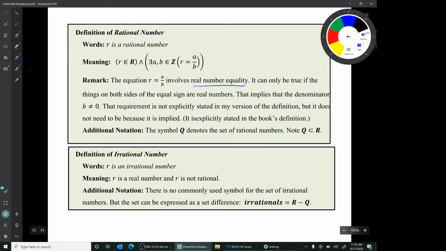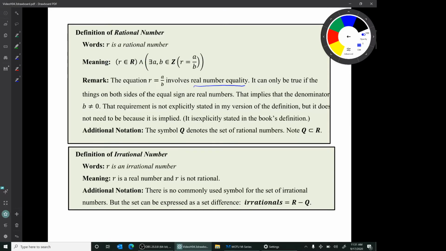Some notation: the symbol Q, boldface, denotes the set of rational numbers. Notice that the set of rational numbers is a subset of the set of real numbers because every rational number is a real number, one with extra qualifications.